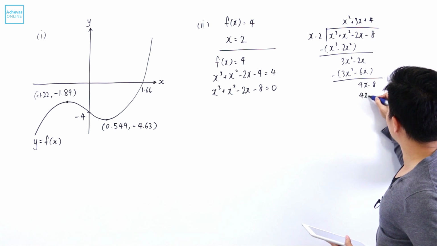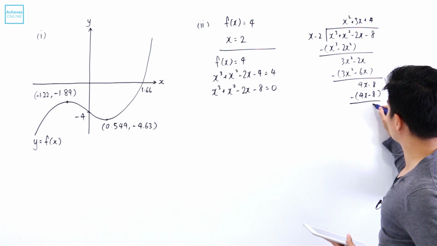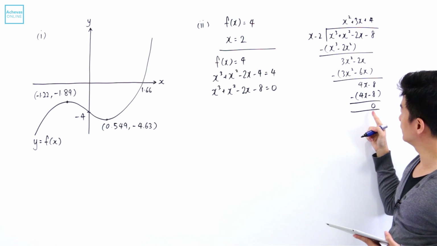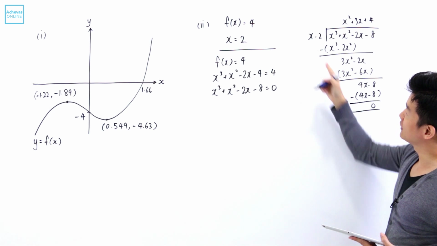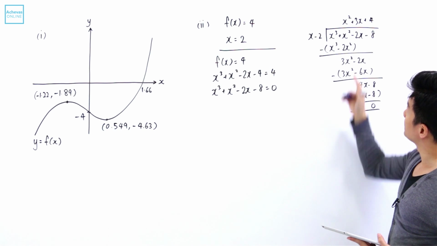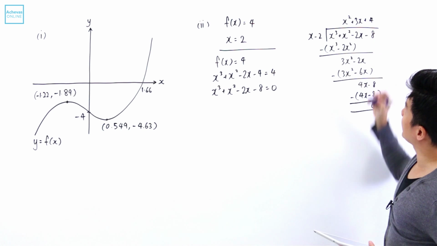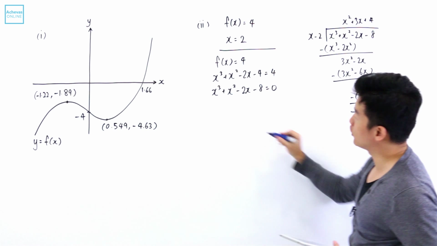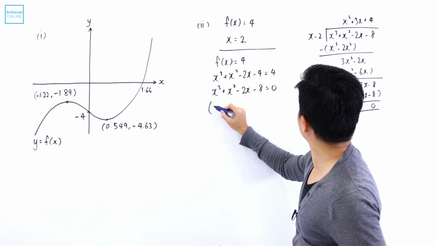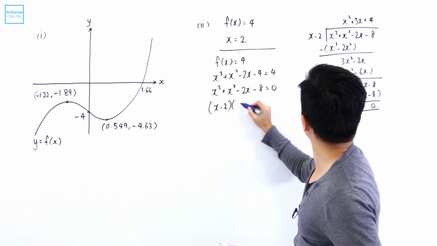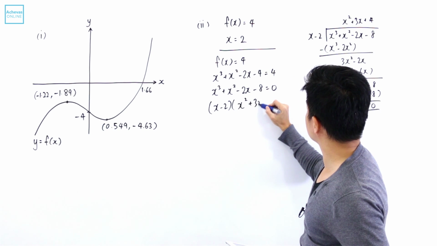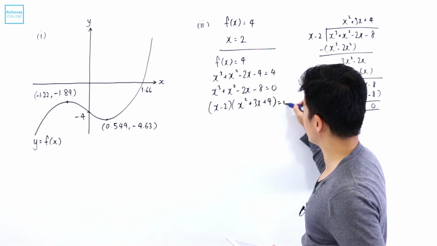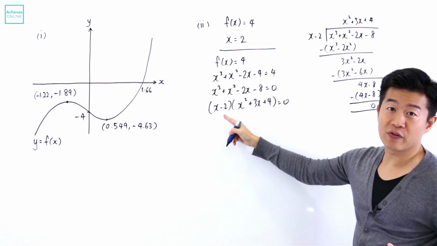So this is 4x - 8. This is equal to 0. And I expect the remainder to be 0 anyway, since x - 2 is a factor. So the other quadratic factor is x^2 + 3x + 4. So I can rewrite this as (x - 2)(x^2 + 3x + 4) = 0. This is going to give us one of the roots.